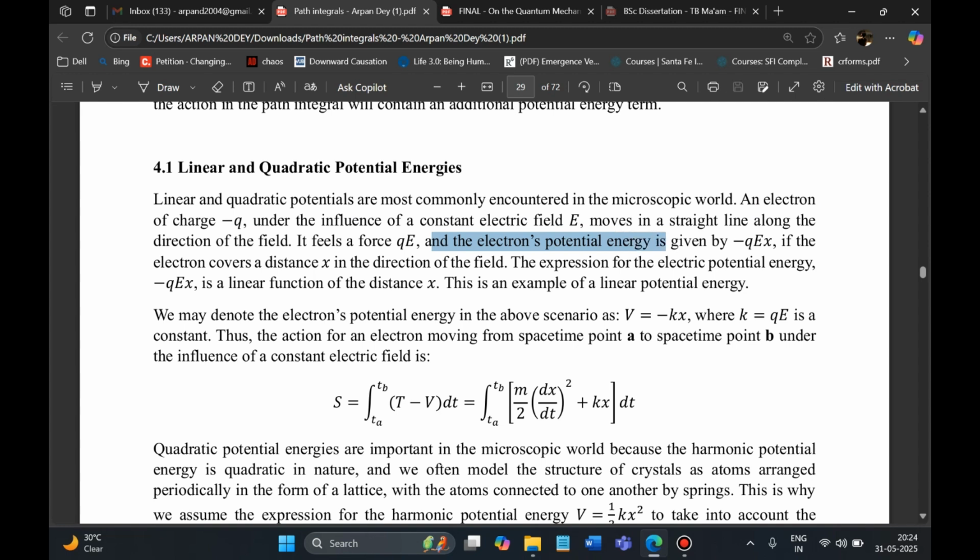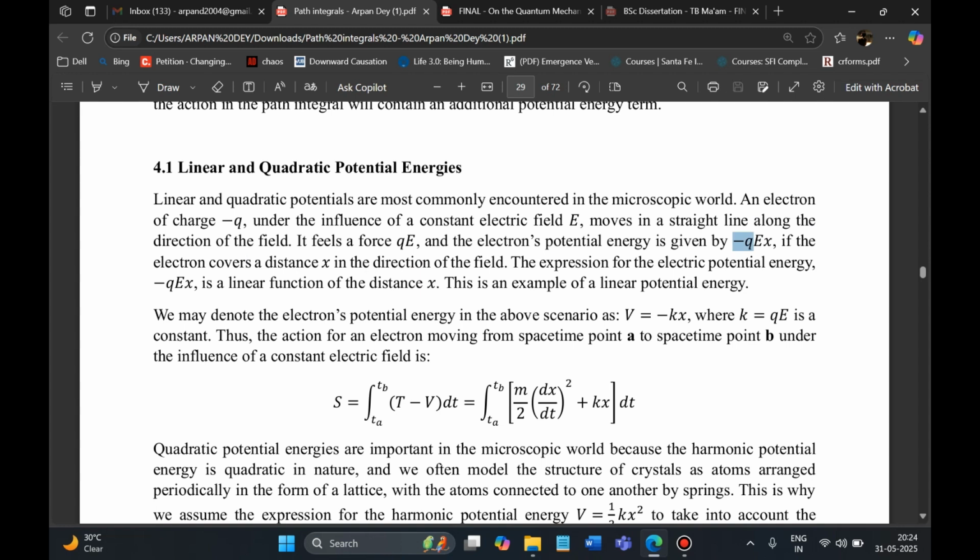So the electron's potential energy will be what? What is the relation between force and potential energy? The force is the gradient of the potential energy: negative dU/dx is the force. So the potential energy will be negative qE times x. If the electron covers a distance x in the direction of the electric field E, and the charge of the electron is negative q, then the electron's potential energy will be negative q times E times x.